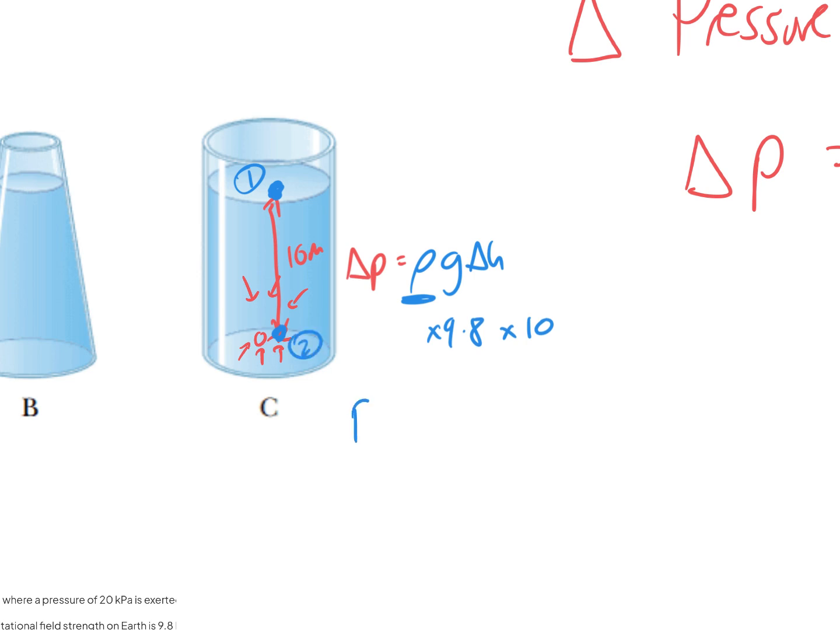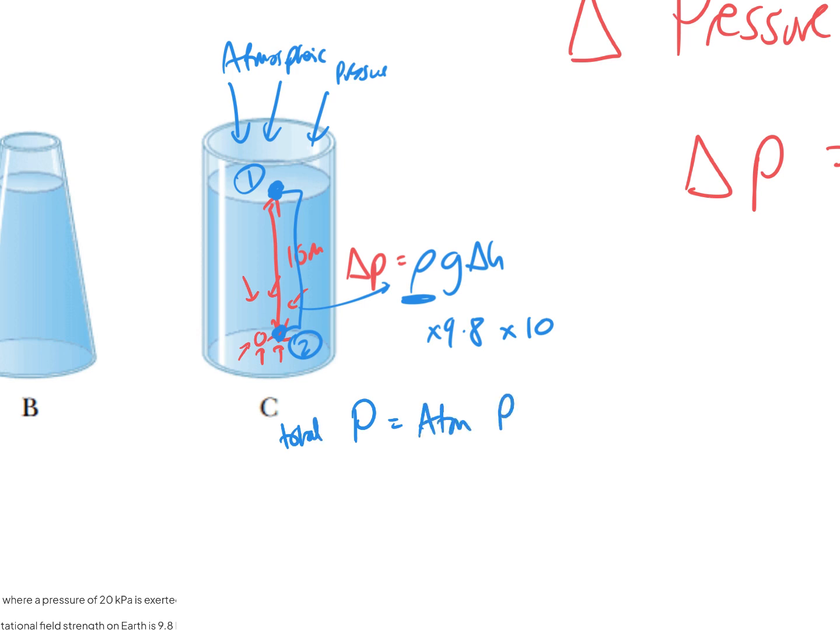If you wanted the actual pressure at that point, you'd have to add on the pressure pushing down the top, which is atmospheric pressure, and I'd have to give that to you. Remember, that's going to push down on the top, and then you've got all the fluid pushing down, which we've calculated from this. So the total pressure at the bottom would be atmospheric pressure plus that rho g delta h that you've just calculated, and so that's the key idea there.